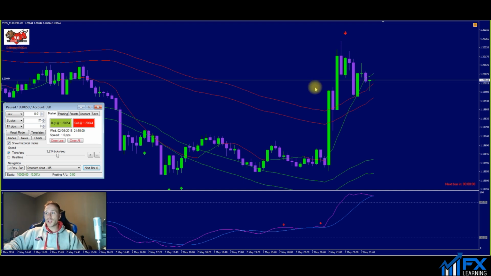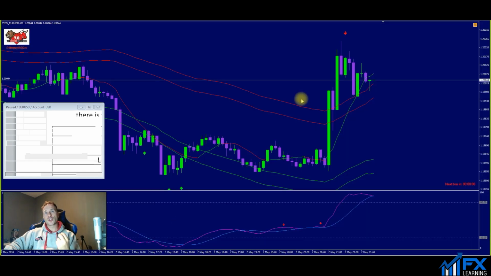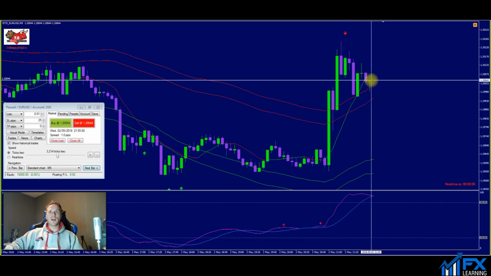Now what's the first thing we do? We look for our stop loss and exit point. Our stop loss always wants to be above the high. So for instance, this trade, I'm not going for 5 pips, I'm going to be going for 21 pips. So I've got a stop loss of 21 pips. Am I going to get 21 pips out of this trade? Yeah, I could easily get maybe 50 pips out of this trade.